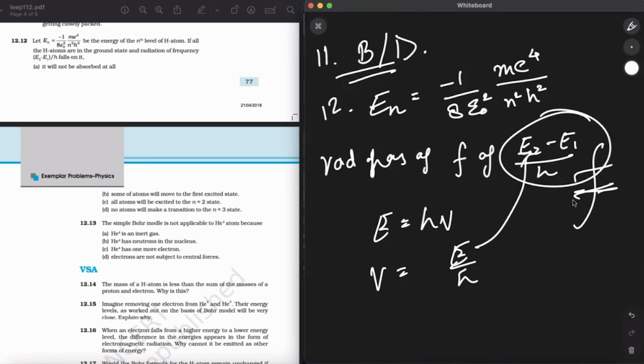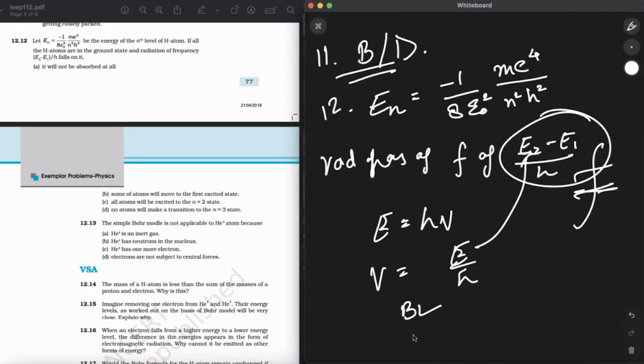The statement that some of the atoms will move to the first excited state is the correct option, because the radiation, as I told you, has a frequency sufficiently large for the electrons to be pushed to the first excited state. So option B is correct as of now.